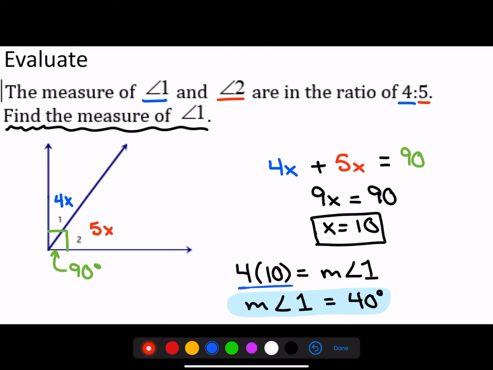And again, this 4 times 10 is just from this 4x right here. That's where it comes from. That's our answer. The measure of angle 1 is equal to 40, which means the measure of angle 2 is equal to 50.